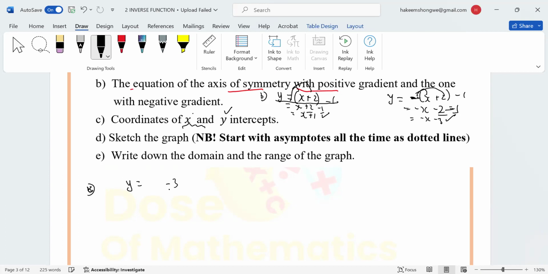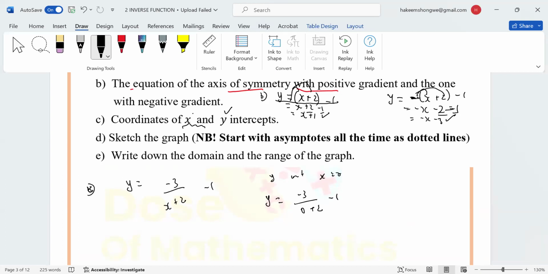Minus 3 over x plus 2, minus 1. Okay, so for the y-intercept, x should be 0. Then y is going to be minus 3 all over 0 plus 2, minus 1.